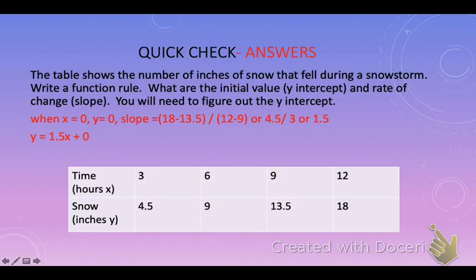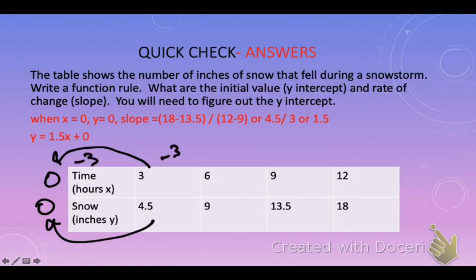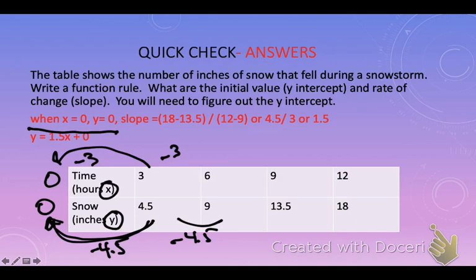So when x was 0, y was also 0 because my rate is -3. So that was -3. This is -4.5, so this also has to be -4.5. So I know 0, 0. My slope, don't forget you want to take y over x. So I'm going to take 18 over 13.5, sorry, and 12 minus 9, which gives me 4.5 over 3.